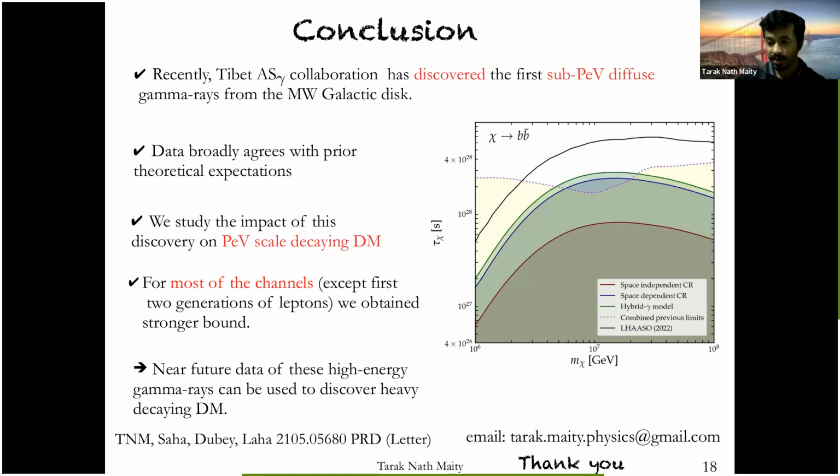Recently, the Tibet AS-gamma experiment, which is a ground-based experiment, has observed sub-PeV gamma rays from the galactic disk. We have utilized this observation to search for the heavy decaying dark matter scenario. We do not find any signal for the dark matter; rather, we find stringent constraints on the dark matter parameter space. And since we keep probing new regions of the dark matter parameter space, possibly with near future data, we might be able to see the signature of the dark matter. With this, I stop here.